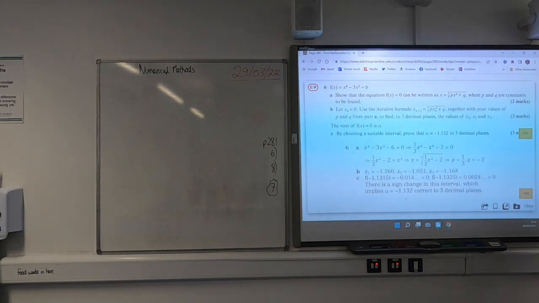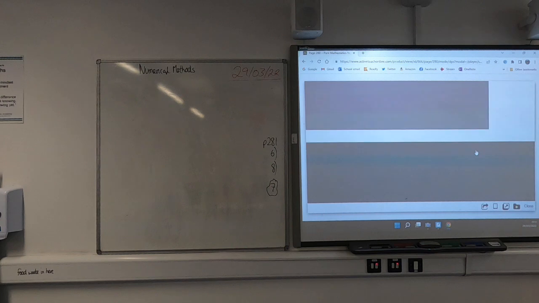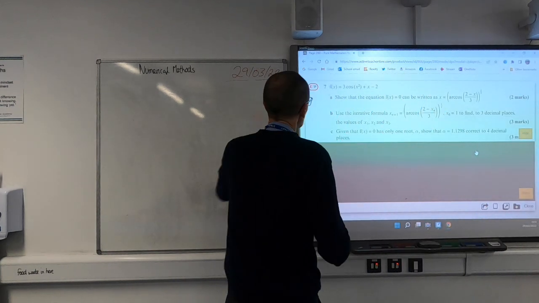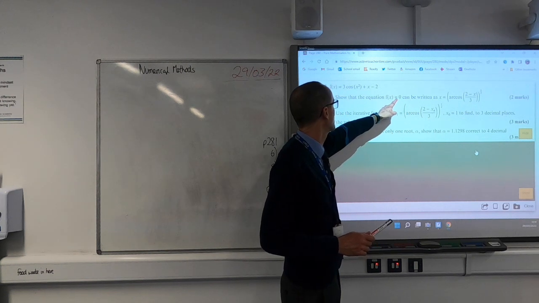Remember the form of words, you don't have to say it exactly that way, but the sign change indicates that alpha, which is what they're calling the root, is minus 1.132 to 3 decimal places. That's how they express it. So they tend to write it like this and then say, show the equation that equals 0.